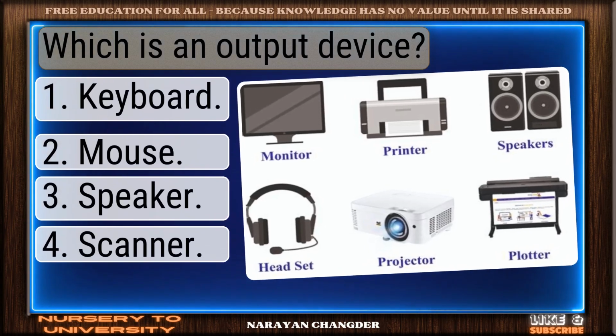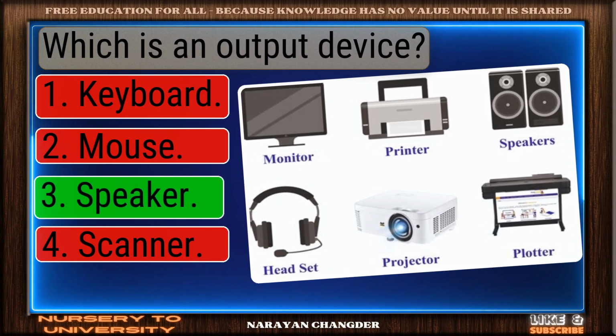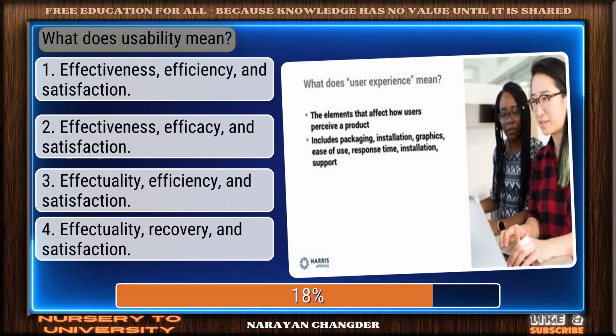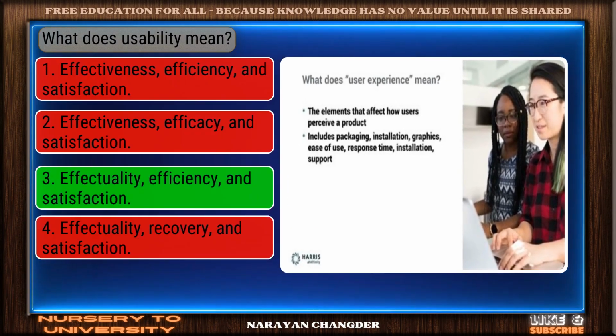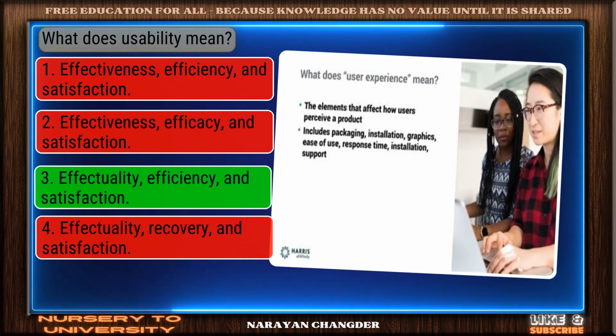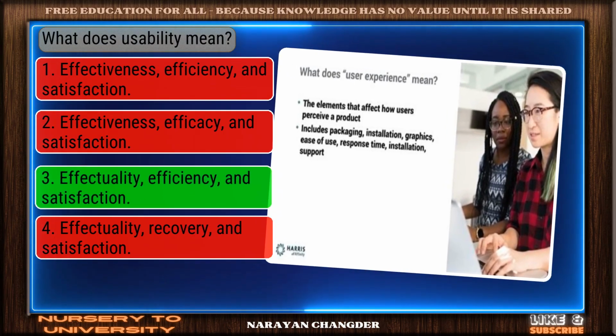Which is an output device? Correct. Speaker is the right answer. What does usability mean? Excellent choice. Effectiveness, efficiency, and satisfaction is the right answer.